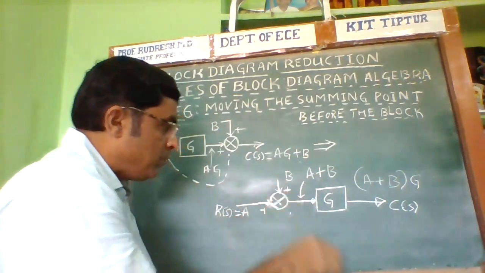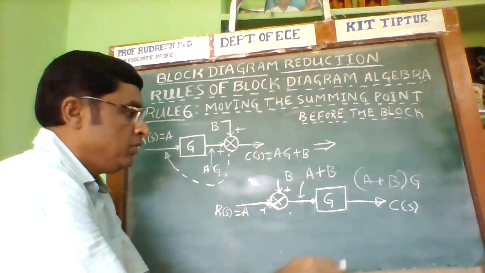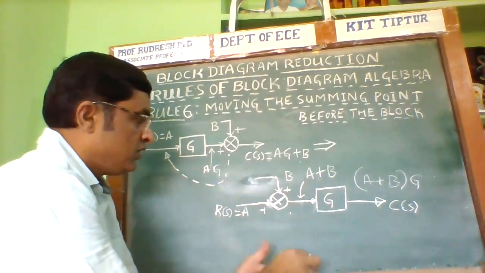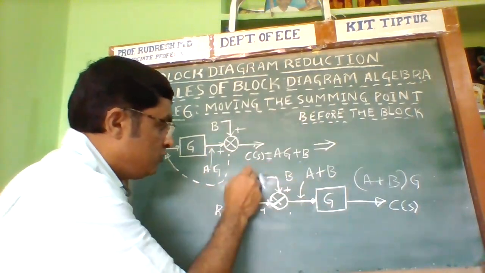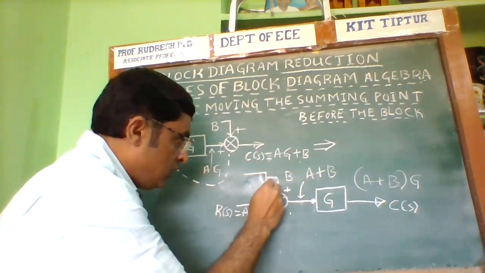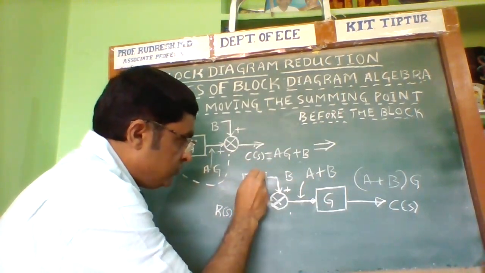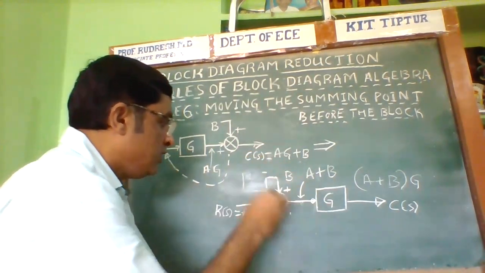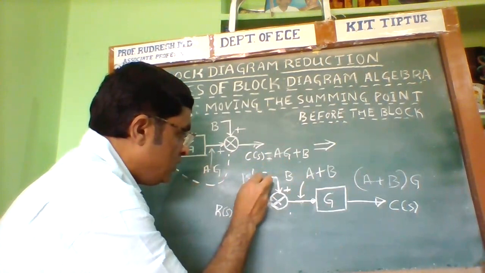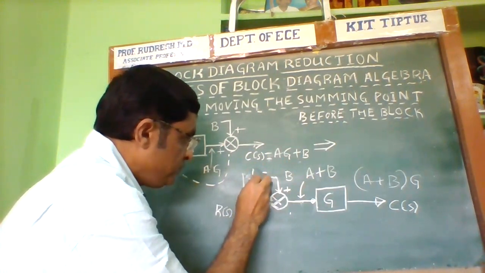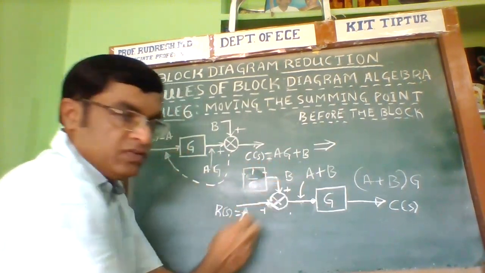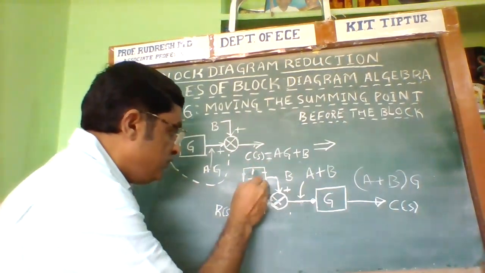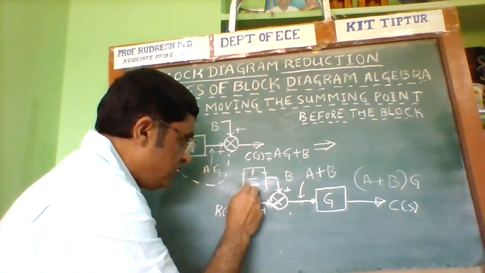That is what I should multiply here. After moving this summing point before the block, I should multiply this branch. The B branch must be multiplied by 1 over G. The B branch must be multiplied by 1 over G. 1 over G is the transfer function.